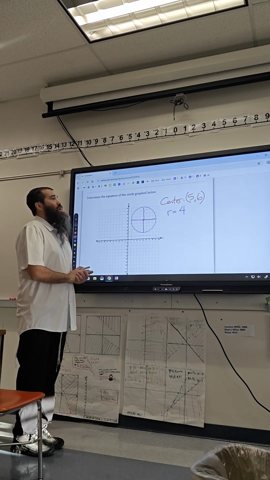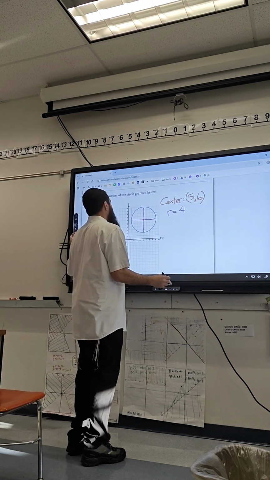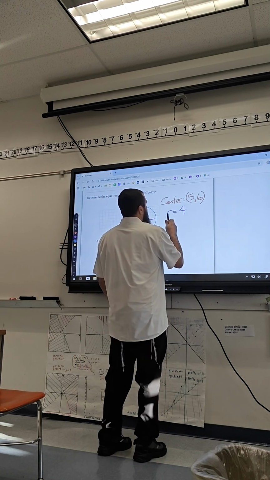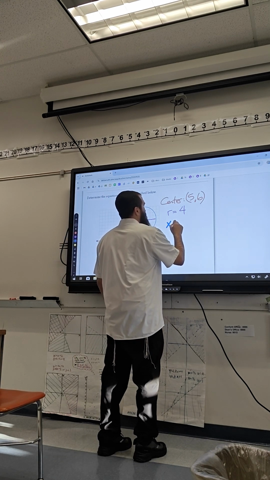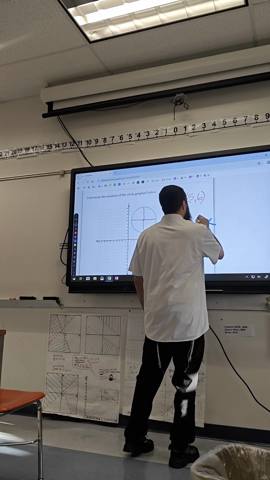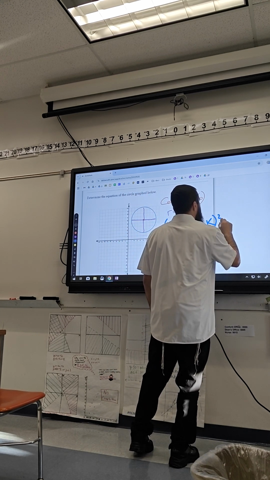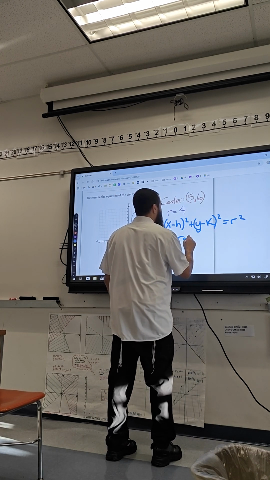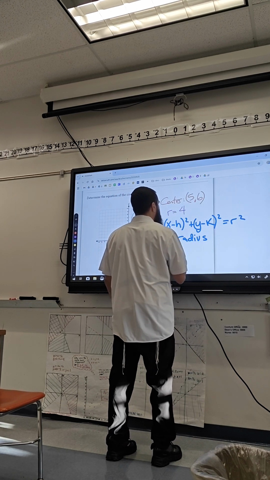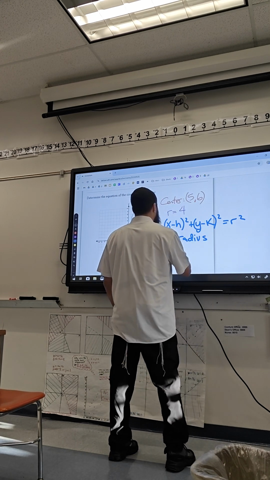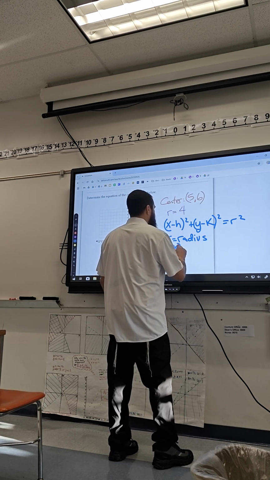So the radius is 4. So then, here's the equation. The official equation is, and it's like a raw form, x minus h squared plus y minus k squared equals r squared, where r is the radius. This is going to look confusing for a second, then you'll see how easy it is. And h comma k is the center.